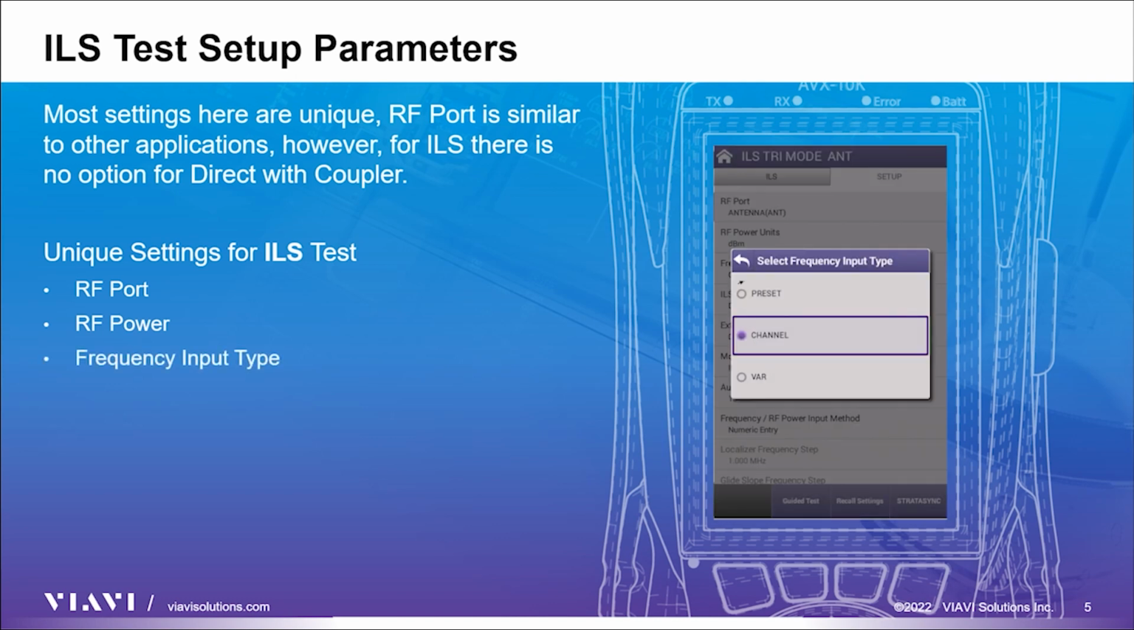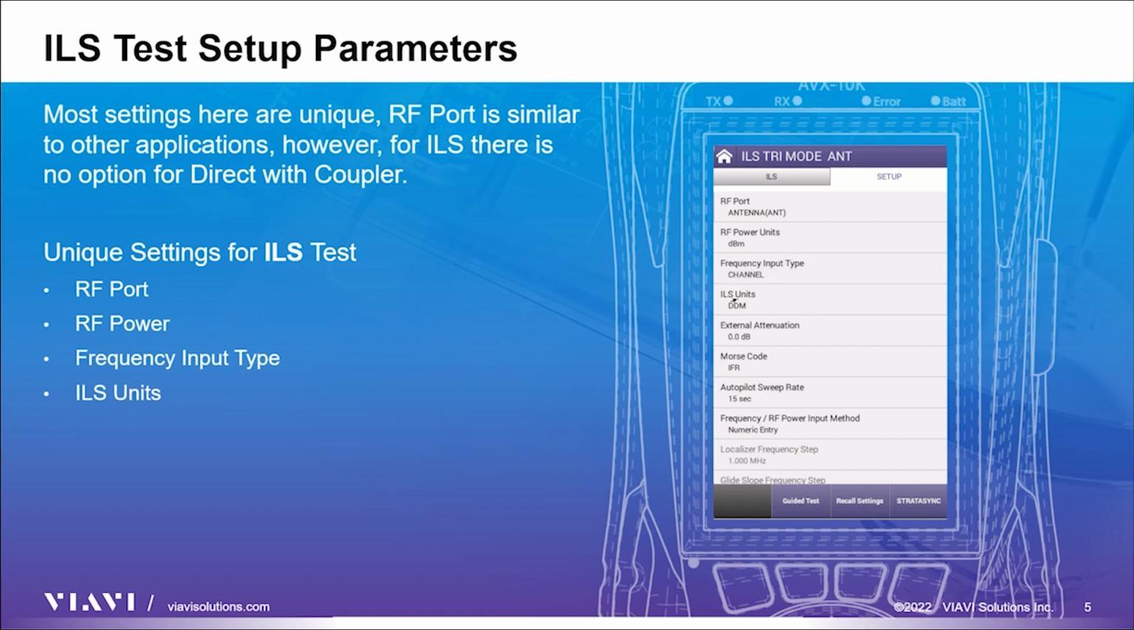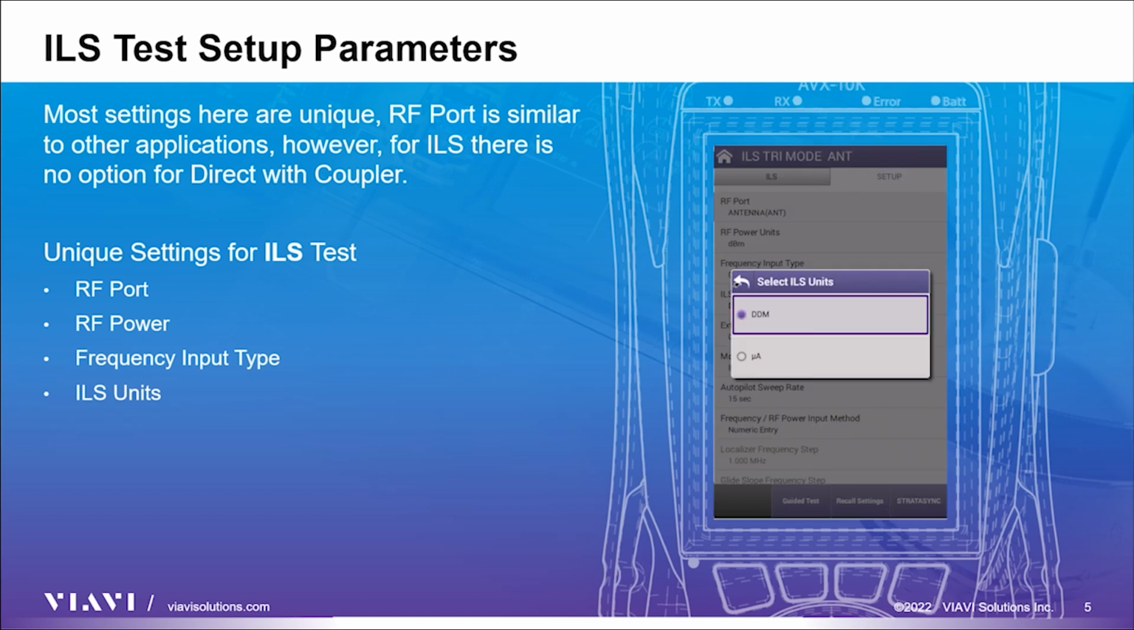The frequency input type can be either preset, channel, or variable. Preset provides a set of 3 fixed frequencies. Channel allows the selection of any on-channel frequency. VAR allows the selection of frequency in 1 kHz steps. Please note that the variable setting may not apply to every instrument mode. ILS units determines the localizer and glide slope deviation units in either DDM, difference in depth of modulation, or microamps.